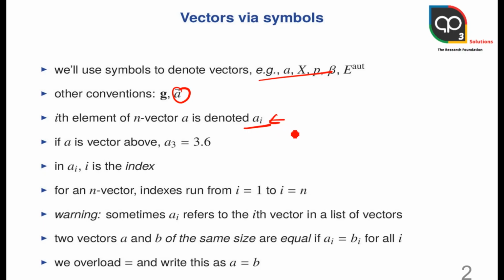Let me take two vectors, a and b. They are equal, which we denote as a equals b, if they have the same size and each of the corresponding entries is the same. That means a_i is equal to b_i for all i. So a_1 is equal to b_1, until a_n is equal to b_n.